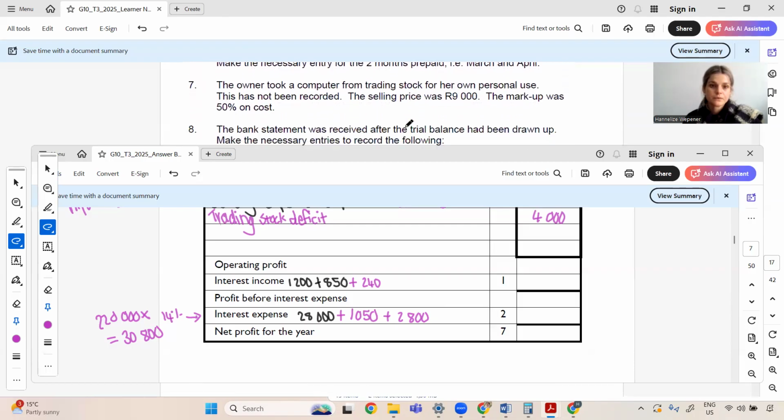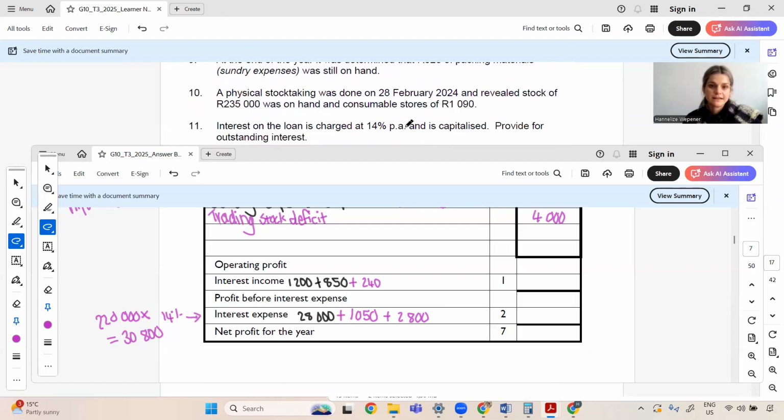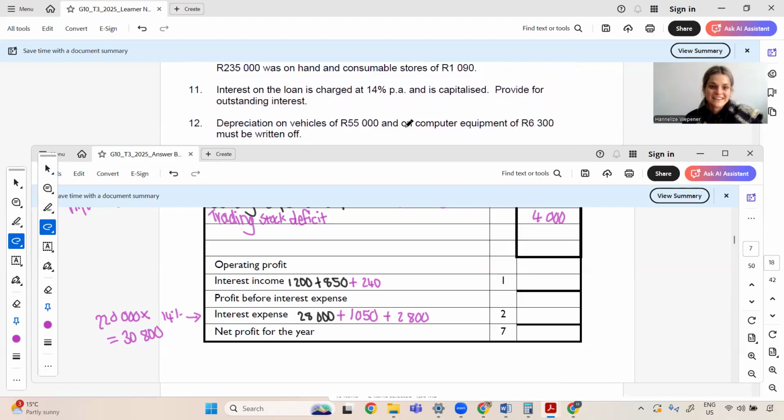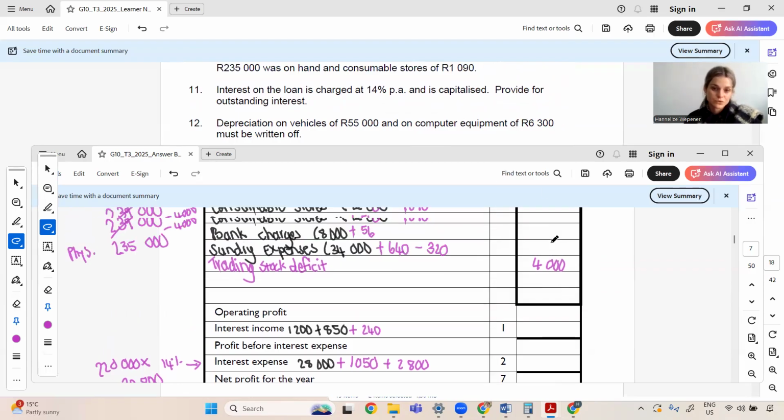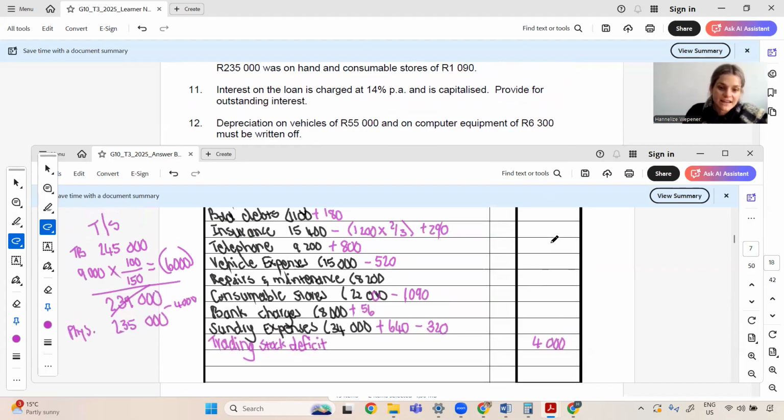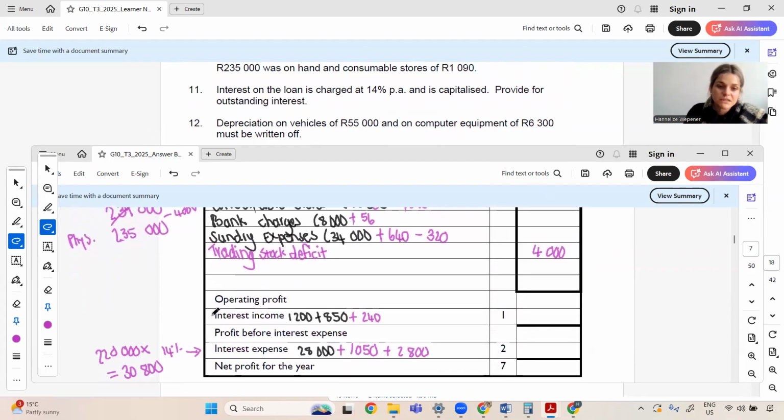Okay. Where are we now? We've done a lot. Right then. Depreciation on vehicles of 55,000 Rand and on computer equipment of 6,300 Rand must be written off. So in other words, you now have an additional expense because remember, depreciation is a year-end adjustment. So you will always have to do that. They were nice here. They gave us the amounts, but it will still get to the point where you have to calculate it yourself.